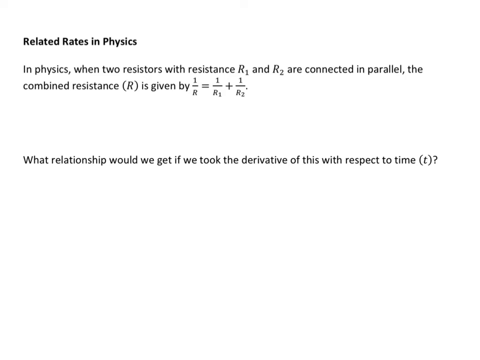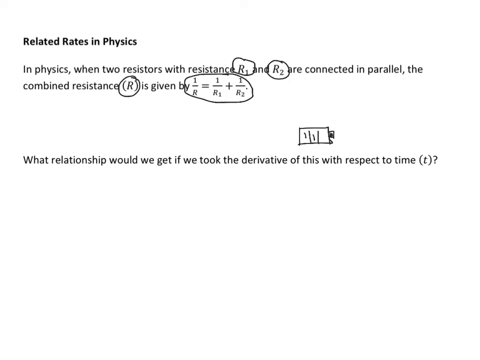So in physics, when you have two resistors with resistance R1 and R2, and you have them connected in parallel, the combined resistance, just R, is found by this formula. Right? Now, all it really means to be connected in parallel is imagine that you have a battery, right? So you've got like a little battery thing here. I think this is the symbol for a battery.